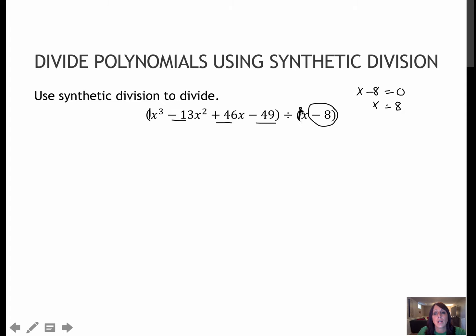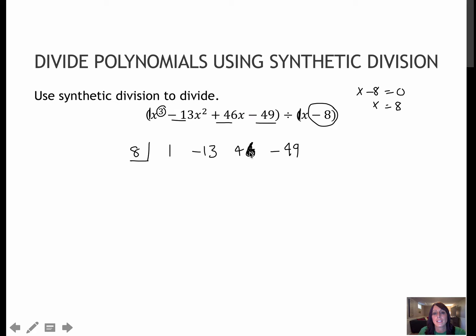Now if this is a 1, it's always just the opposite of this sign. So negative 8 becomes a positive 8. I'm going to put that value in a box all by itself. Next to that, I'm going to write the coefficients. Again, just like I did on my last one, start with the highest degree and work all the way down. So x to the third has a 1, x to the second has a negative 13, x to the first has a 46, and x to the 0 has a negative 49.